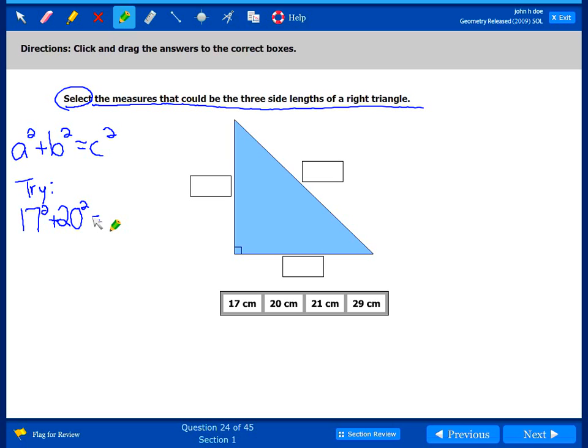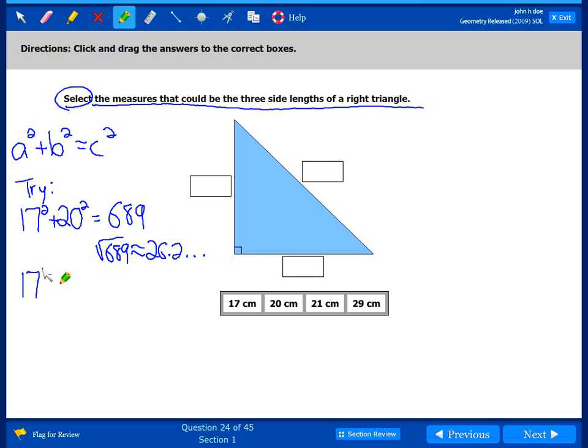Whenever we do that, we get 689. The square root of 689 is about equal to 26.2, and it goes on forever. So we see that that's not going to be a Pythagorean triple. 17 and 20 aren't going to be our answers. So we have to try something else.